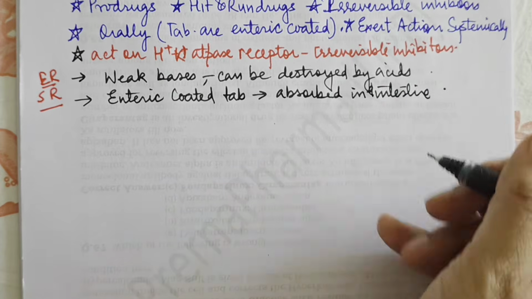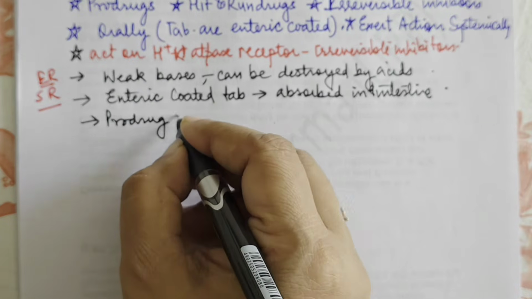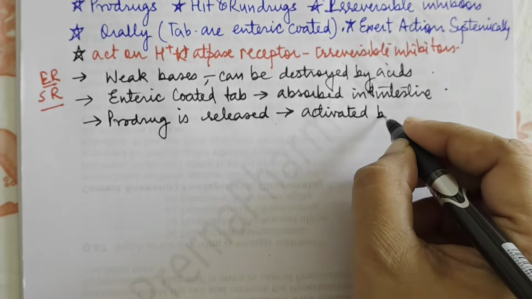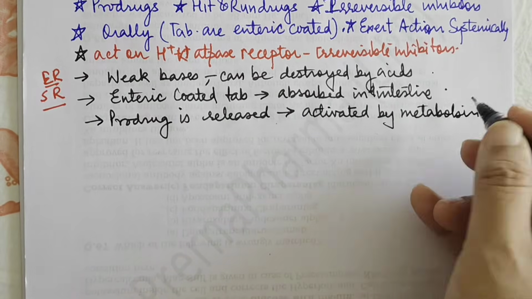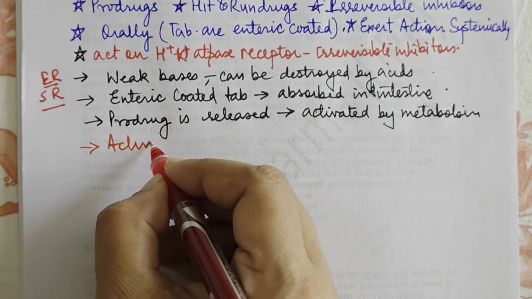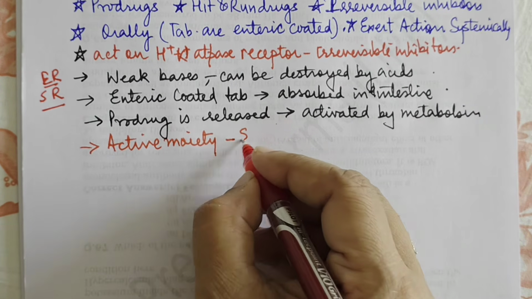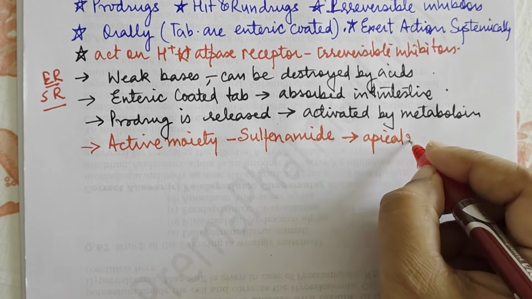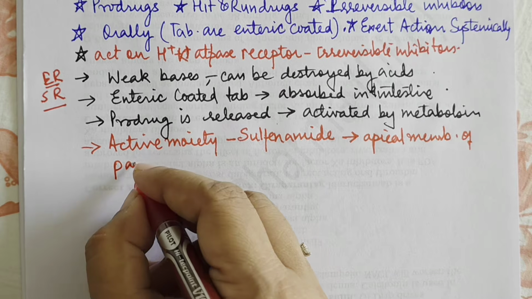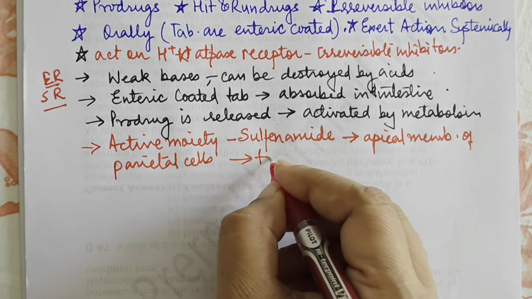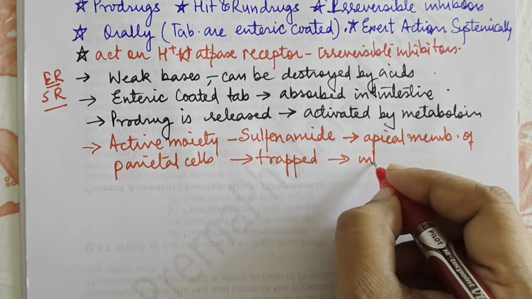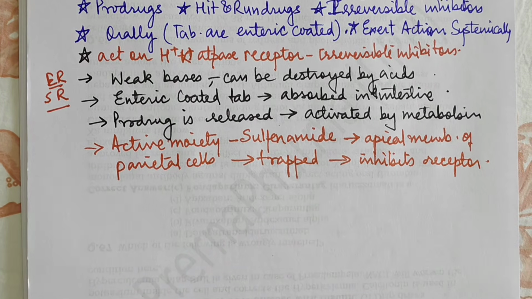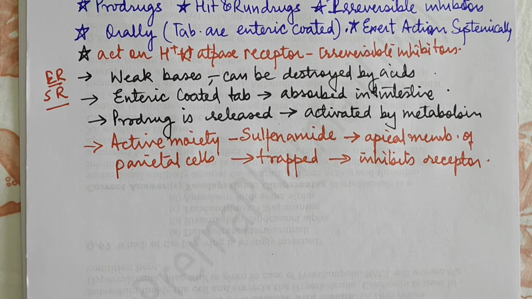Okay, now from there, once they are absorbed, then prodrug is released. Prodrug is released there, which is activated first by metabolism. And this active moiety, what is the active moiety in them? The active moiety in PPI, proton pump inhibitors, is known as sulfonamide, and this then goes to the apical membrane of parietal cells. And there it is trapped, and after getting trapped, it inhibits the receptor or the pump. So this is the mechanism of action. This is the important pharmacokinetics which you should know along with the proton pump inhibitors.